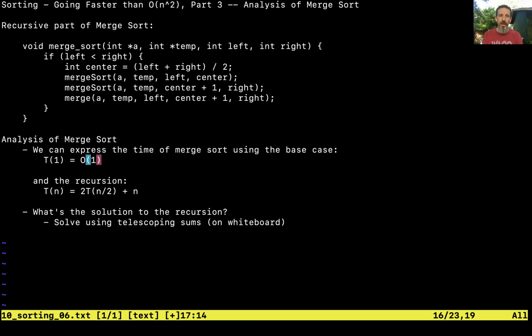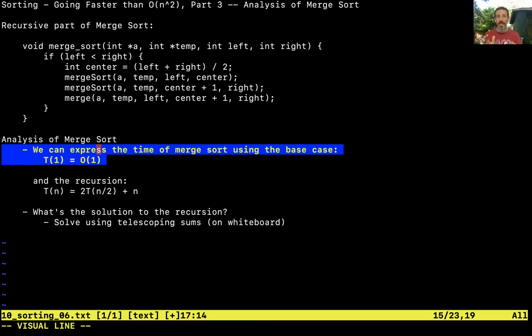Okay? What does that mean? This is simply saying that if you have an array of length 1, it takes a constant amount of time to sort that array. Nothing too complicated here. But this is our base case because we stop our recursion when we get to an array of length 1.